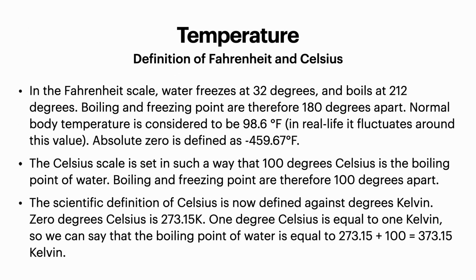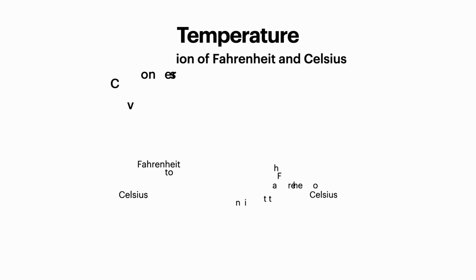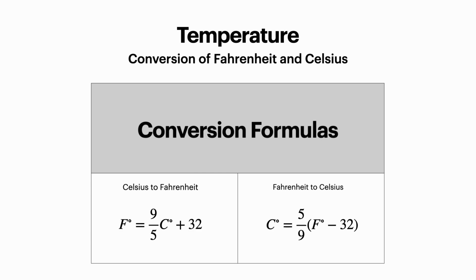Temperature conversions. In the Fahrenheit scale, water freezes at 32 degrees and boils at 212. On the Celsius scale, we have 100 degrees Celsius is the boiling point, and 0 is the freezing point. We have both conversion formulas on our sheet, and so you'll use 1 to convert to Fahrenheit and 1 to convert to Celsius.